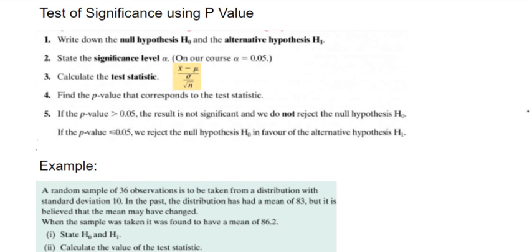Then we calculate the test statistic. This is the formula for the test statistic you've seen before, and that's what our z-score will be. Then we find the p-value that corresponds to that. The p-value is found by finding the areas and adding them together, or really doing 2 times the area to the right of it. So that's how we're going to do it.